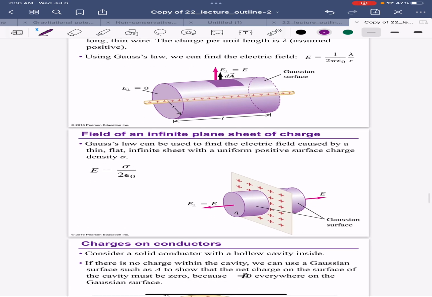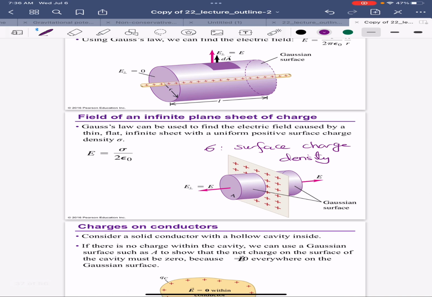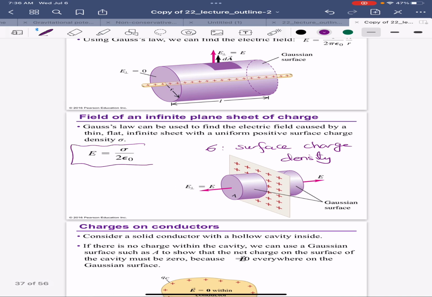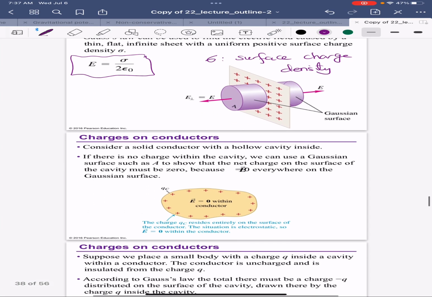Also, we can use Gauss's law to find the field of an infinite plane sheet of charge, and that is sigma over 2 epsilon 0. That sigma, we call it the surface charge density. And that one is actually one of the formulas you will use in the homework, and you will probably use it in the exam as well.